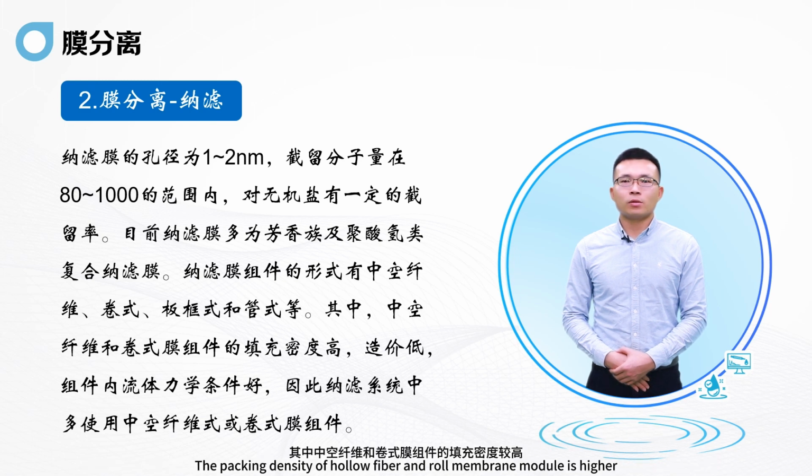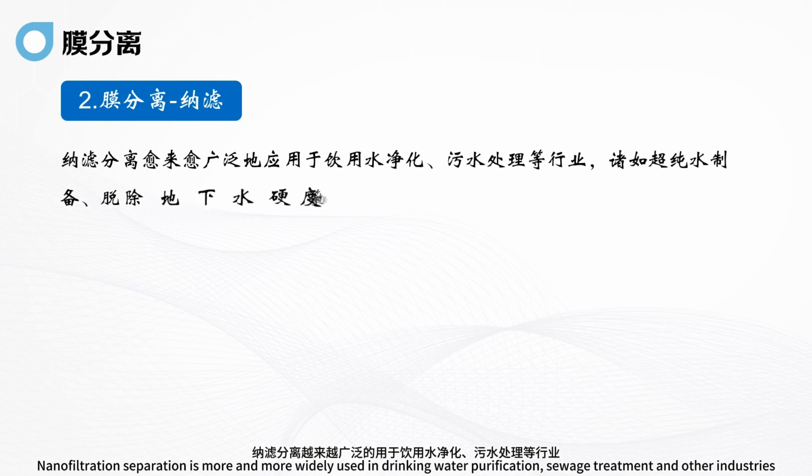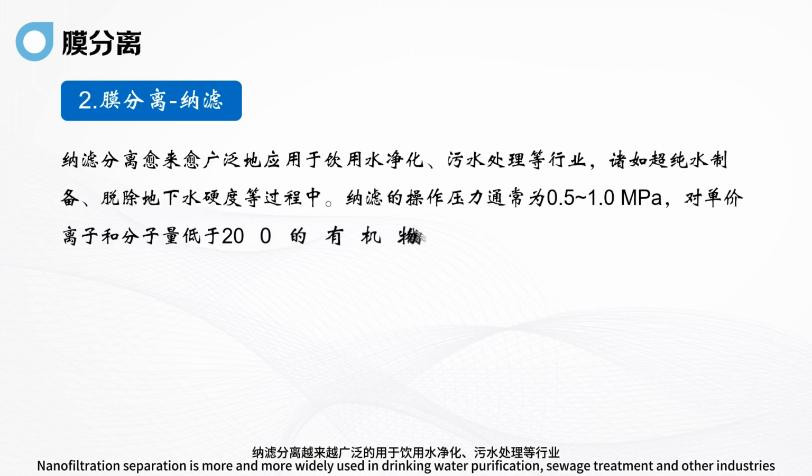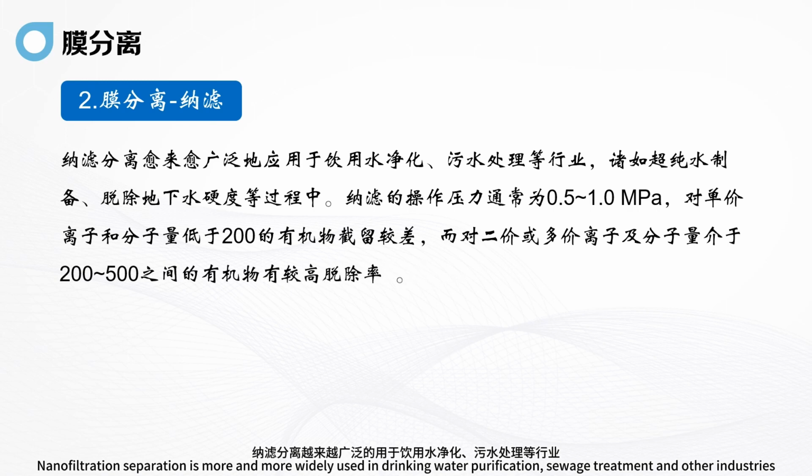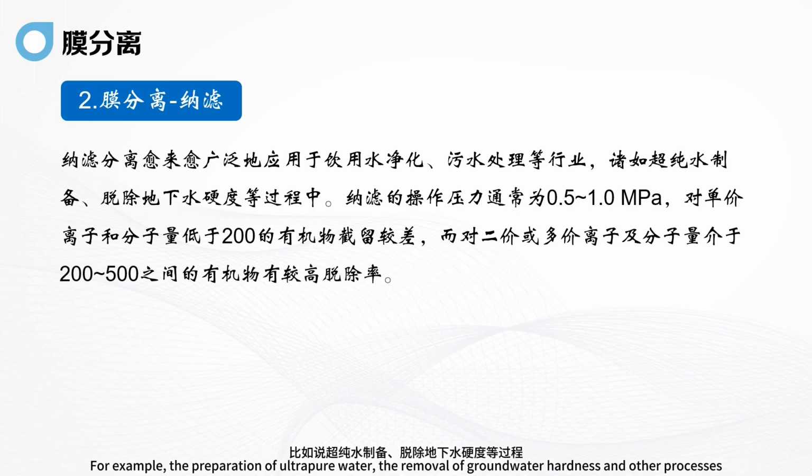The packing density of hollow fiber and roll membrane modules is higher. The cost is low and the hydrodynamic conditions in the assembly are good. Therefore, hollow fiber or roll membrane modules are often used in nanofiltration systems. Nanofiltration separation is more and more widely used in drinking water purification, sewage treatment, and other industries, for example, the preparation of ultrapure water and the removal of groundwater hardness.